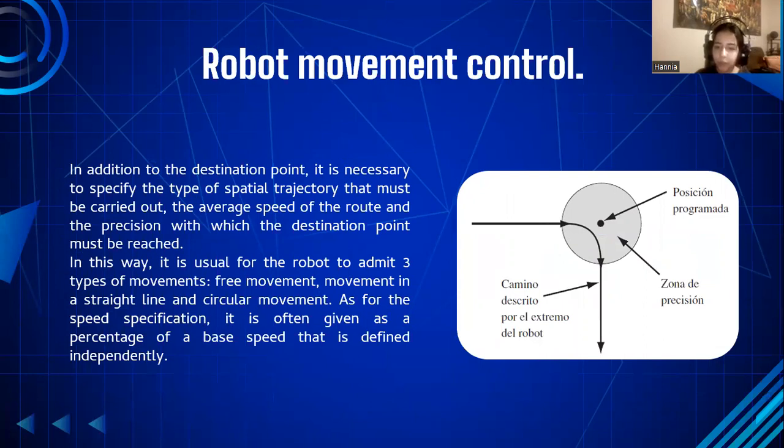And there are different ways to move a robot to a destination point. So it's necessary to specify the type of spatial trajectory that must be carried out. There are three types of movements: free movement, movement in a straight line, and circular movement that can be given by a formula with the study of the geometry in a plane. These movements can be done with inverse kinematics, and also the velocity of the movement can be given by the Jacobian matrix.